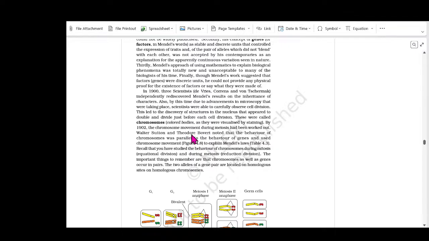Walter Sutton and Theodore Boveri noted that the behavior of chromosomes was parallel to the behavior of genes and used chromosome movement to explain Mendel's law. Recall that you have studied the behavior of chromosomes during mitosis, which is equational division, and during meiosis, which is reductional division. The important things to remember are that chromosomes as well as genes occur in pairs. The two alleles of a gene pair are located on homologous sites on homologous chromosomes.